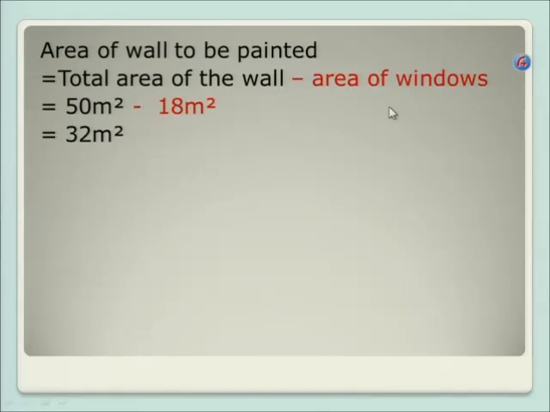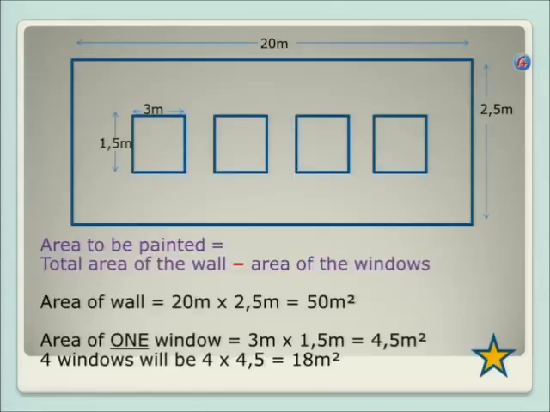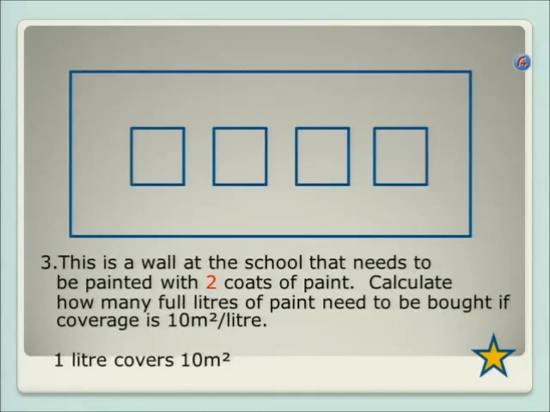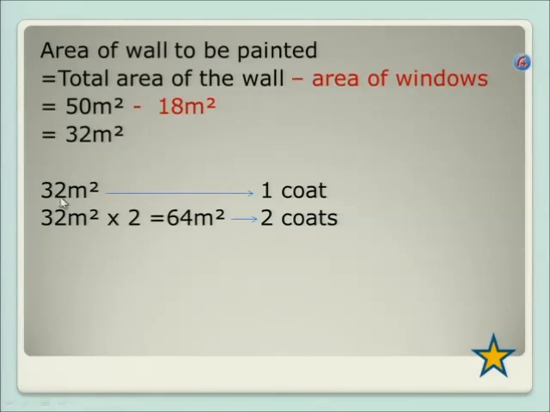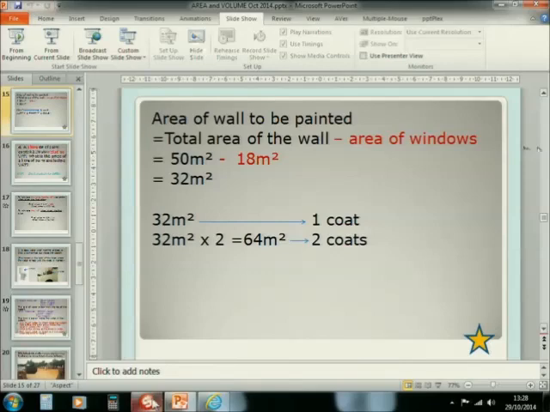But now, remember, if I go back to the question, it said it needs to be painted with 2 coats of paint. And that 32 meters squared is for 1 coat. 1 coat and 1 area is 32 meters squared. But if we're having 2 coats of paint, we have to take the whole area that needs to be painted and multiply by 2, so we get 64 meters squared. Right, so now we're going to go and look at how to work out how much paint we're going to need.